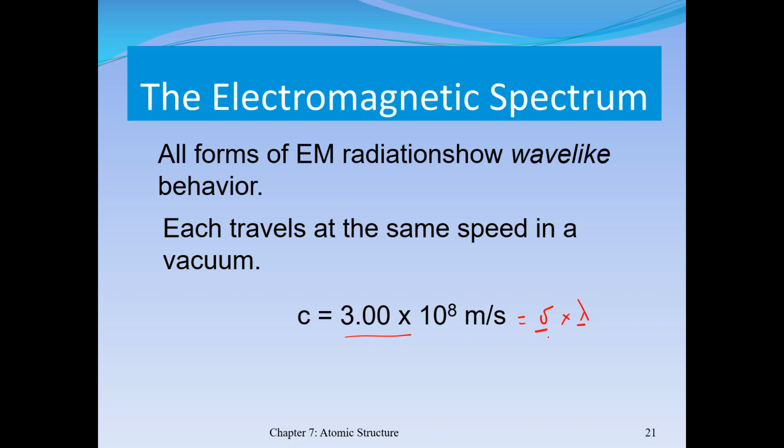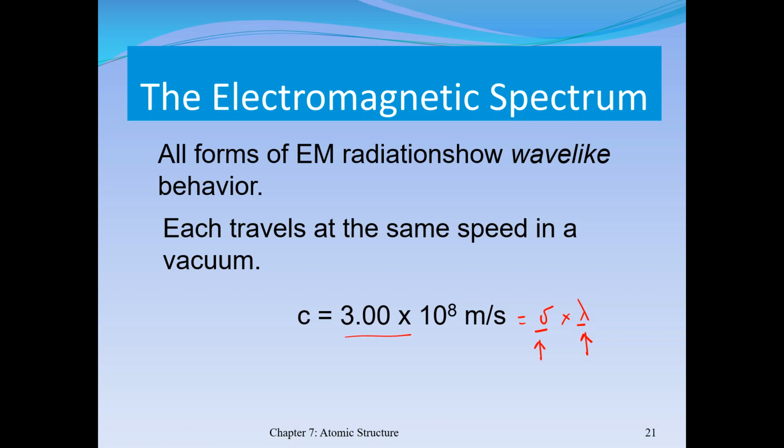So what that means is that various forms of radiation will have different values of frequency and different corresponding values of wavelength. But when the frequency is multiplied by the wavelength, it will give you one constant value, which is 3.00 times 10 to the 8 meters per second.